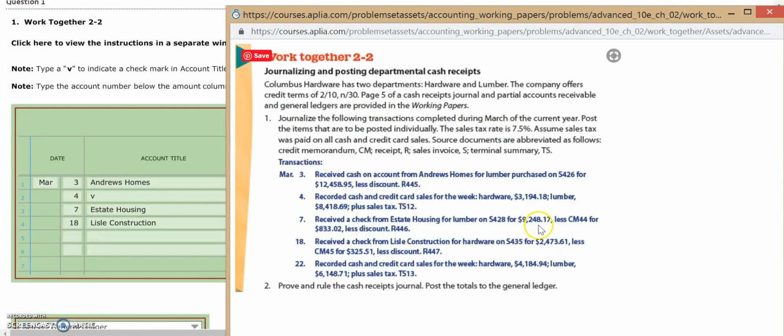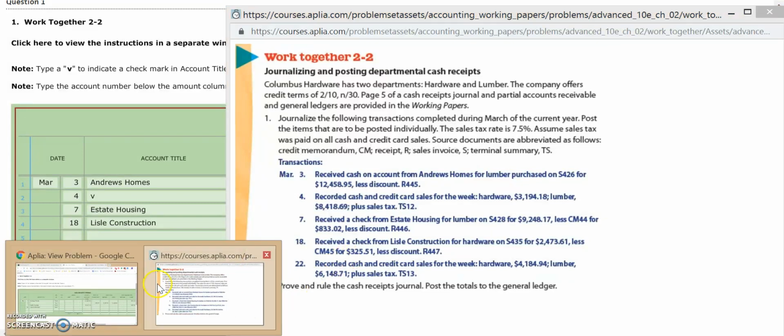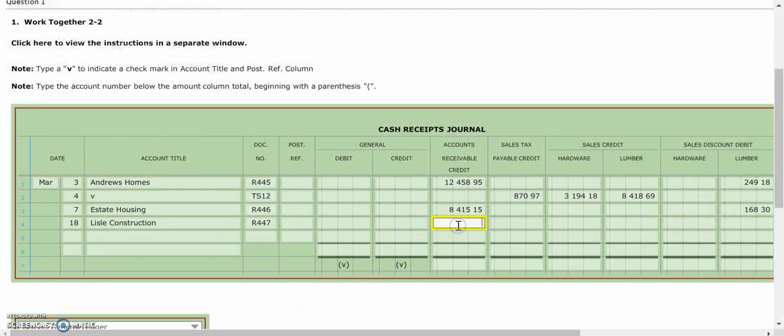So their original amount that they owed us was $2,473.61, and then they made a return of $325.51. So the total amount that they owe us in their accounts receivable is $2,148.10. Now again, they're going to take the 2% discount. This is on hardware. So we take our $2,148.10 and multiply that by 0.2%. And their hardware discount is $42.96 if you round correctly.